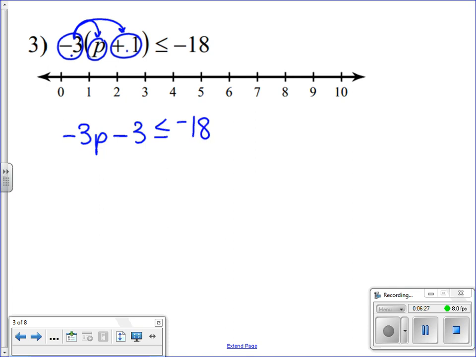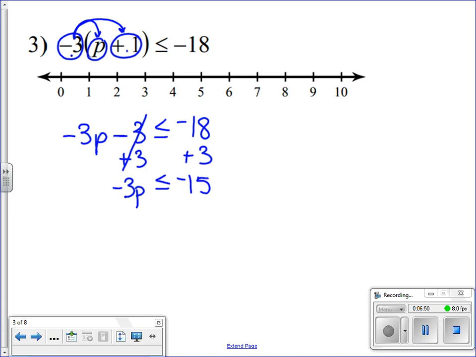All right, well, now we're down to our two-step equation. So this was just an extra step that we had to do. So we're going to add 3 to both sides to get rid of this 3 that's over here by itself, so to speak. This cancels out. I'm left with negative 3p. Don't forget the negative sign there. Negative 3p is less than or equal to negative 15.